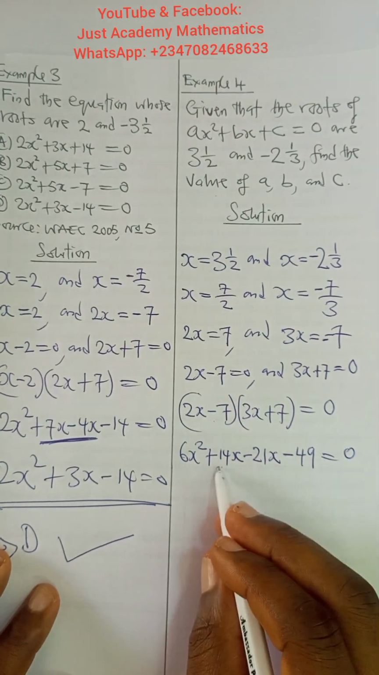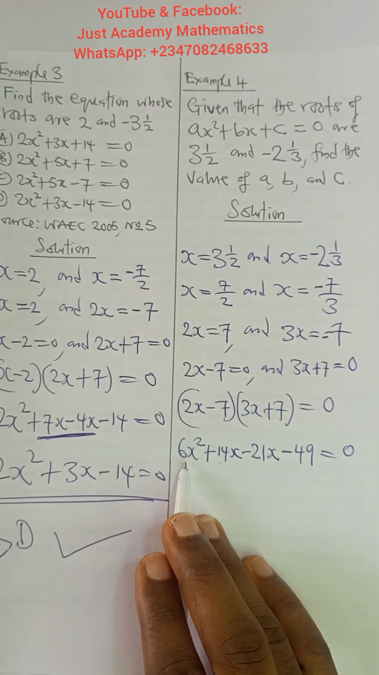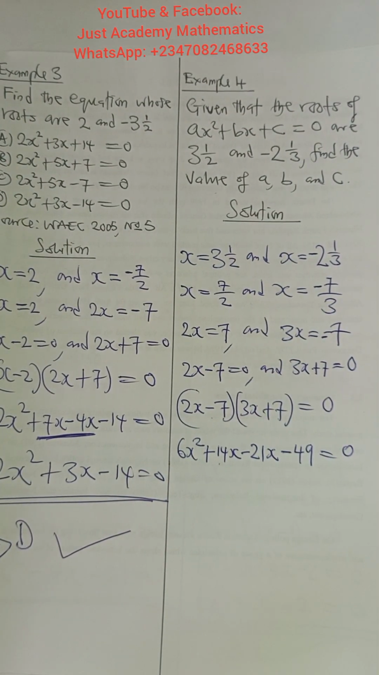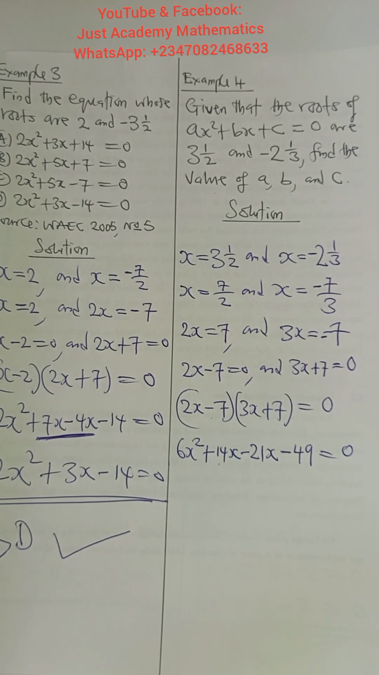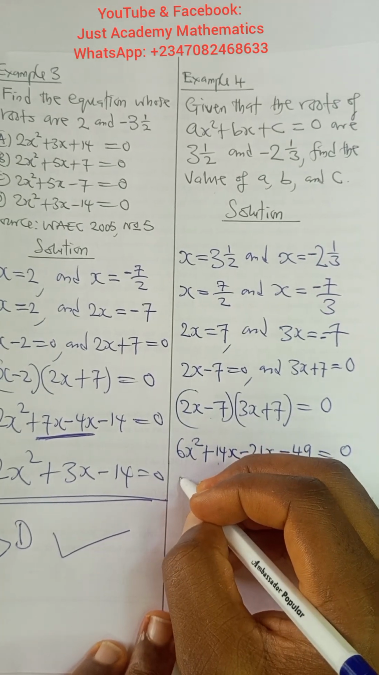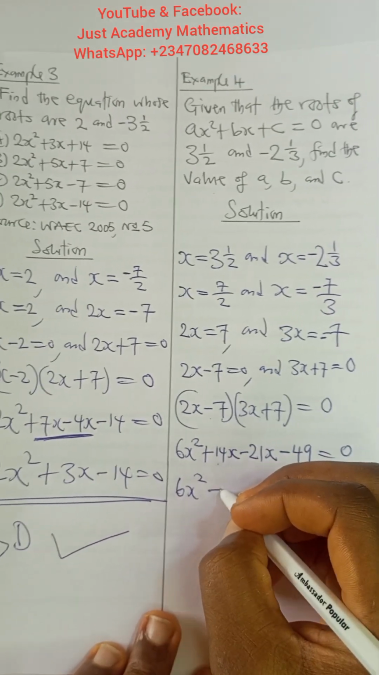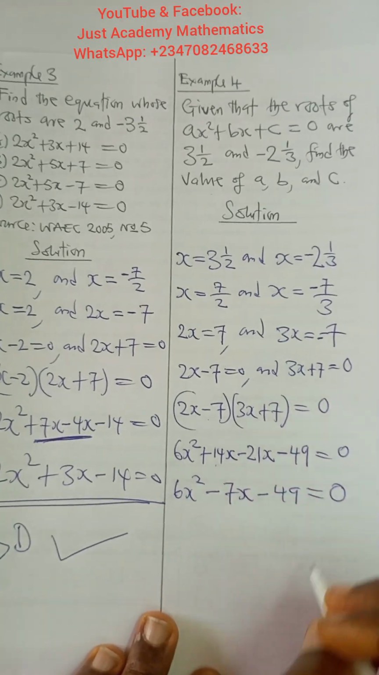Now, notice that this is raised to the power of 2, but we can add 14x and minus 21x because they are both raised to the power of 1. And 14 minus 21 will give me minus 7. So we'll get 6x squared minus 7x minus 49 is equal to 0.